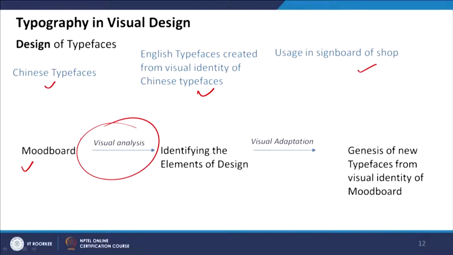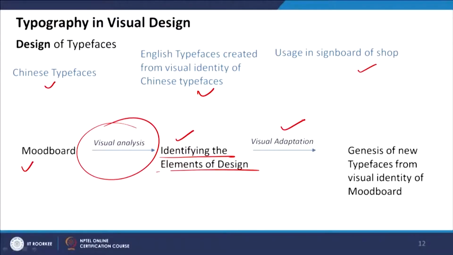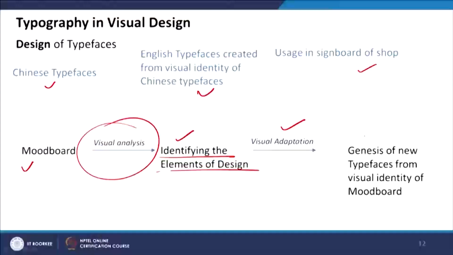So you have to analyze what the elements of design are in your mood board, and take all these elements, identify the main major elements, not all the elements, which is the major element giving the style of the design. Identify that, and from there you do a visual adaptation, transfer this identified element into an English font, and the genesis of a new typeface from the visual identity of the mood board.